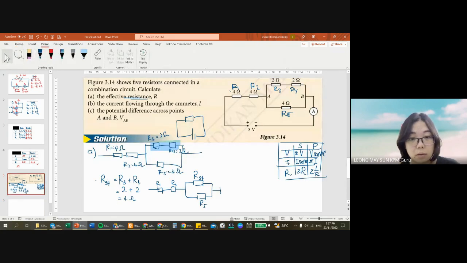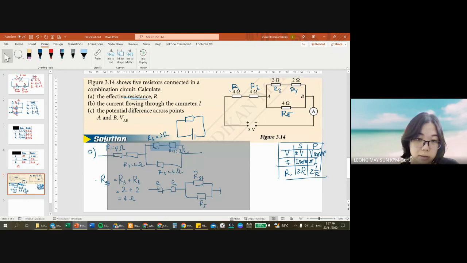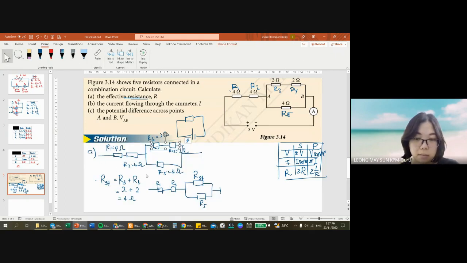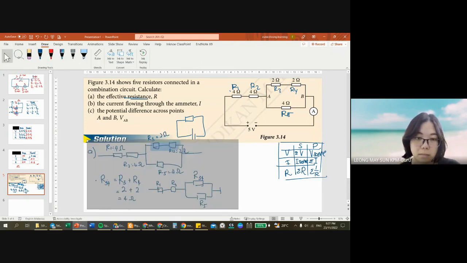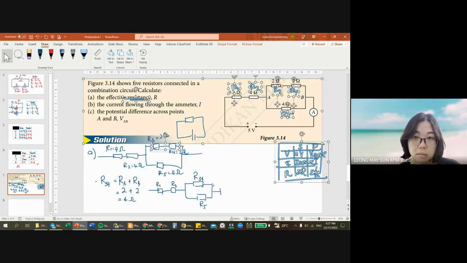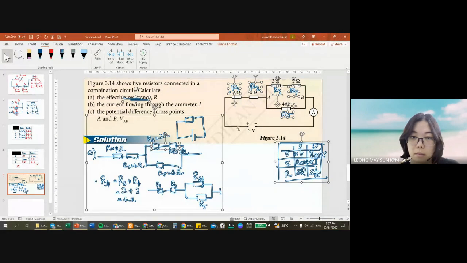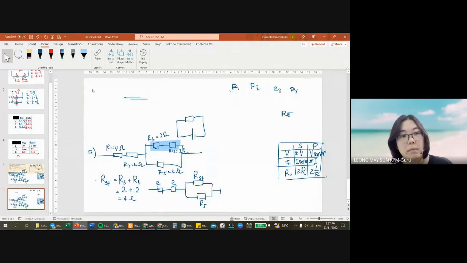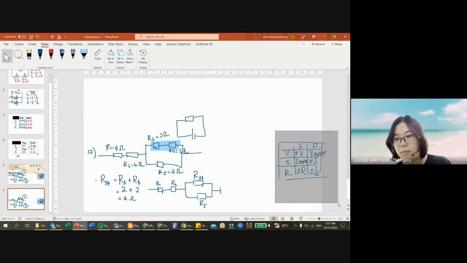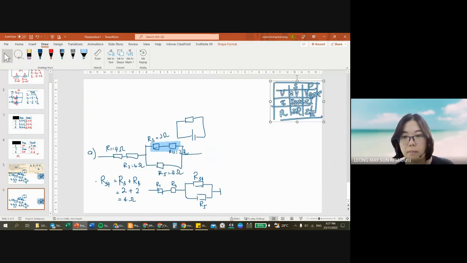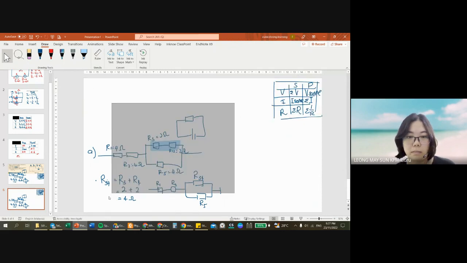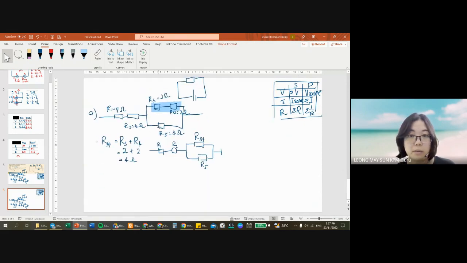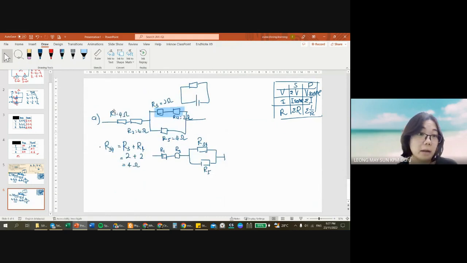So I am going to highlight this. Wait. Okay, bring this up. Okay, now simplified already.